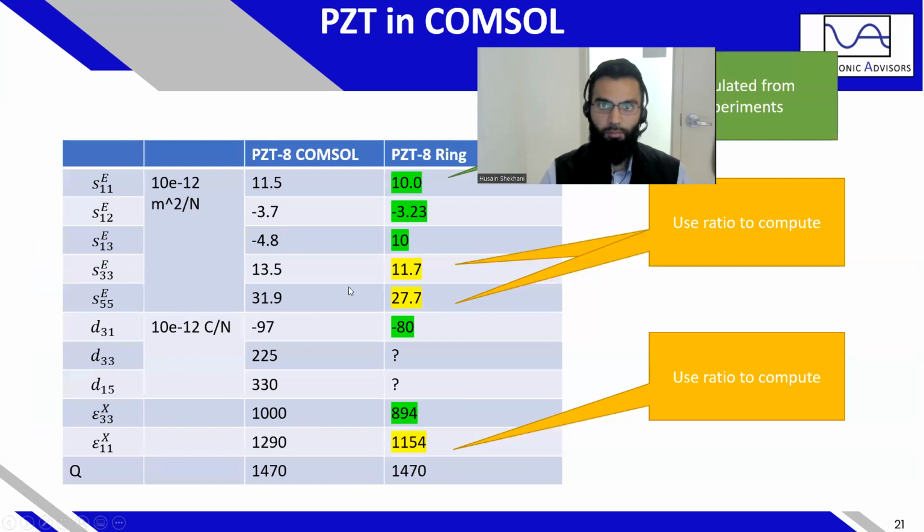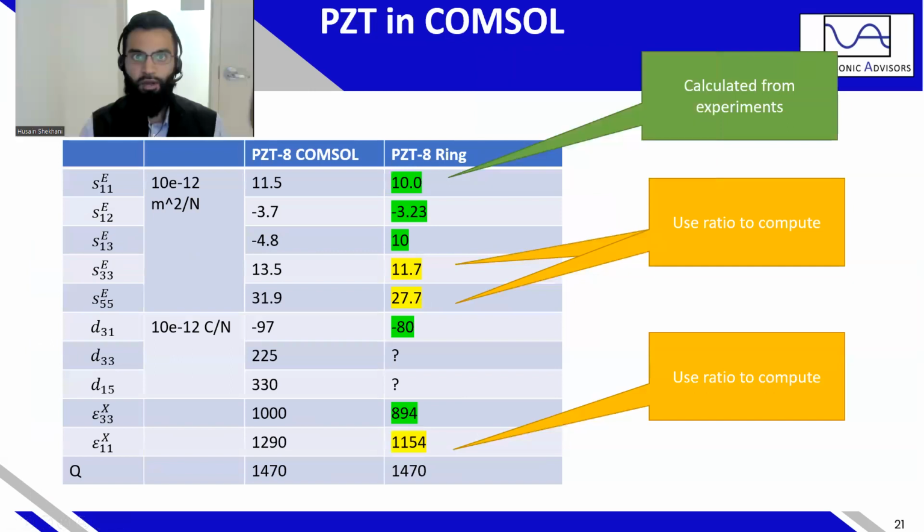Okay, so this is what we got so far. We got all these green, which are calculated from experiments. This is calculated from experiments, D31, D13 by matching. And then for the rest of these yellow parts, we use ratios. So we find the ratio between S11, between COMSOL and the new properties, and then we use ratios to calculate the new S33, the S55, and we do the same thing for the permittivity.